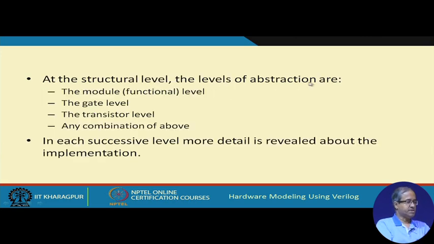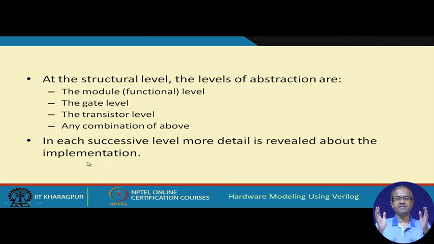So, structure level, levels of abstraction, this also we talked about earlier. I mentioned gate level, transistor level, or it can be a hybrid design also. Some of the blocks can be at the gate level, some of the blocks can be at a higher level. Okay. So, as you move down, more and more details are revealed.